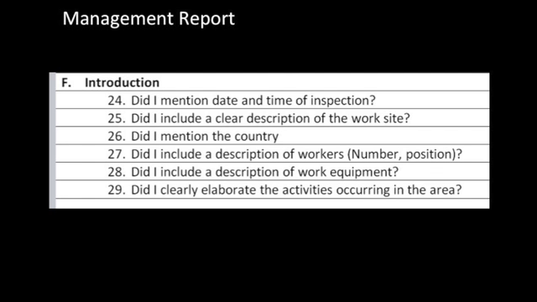Did I mention the country? The reason behind mentioning the country, from our view, is that we would like to see later on if the laws and regulations that you mentioned or used for evidence or for reference are applicable or not. And then next, did I include the description of the workers, like for example the number of people, their positions, how many technicians, how many supervisors, etc. Did I include the description of the work equipment, types of work equipment used? Did I clearly elaborate the activities occurring in the area? So it's very important to mention what kind of activities and outline them, not only list them.